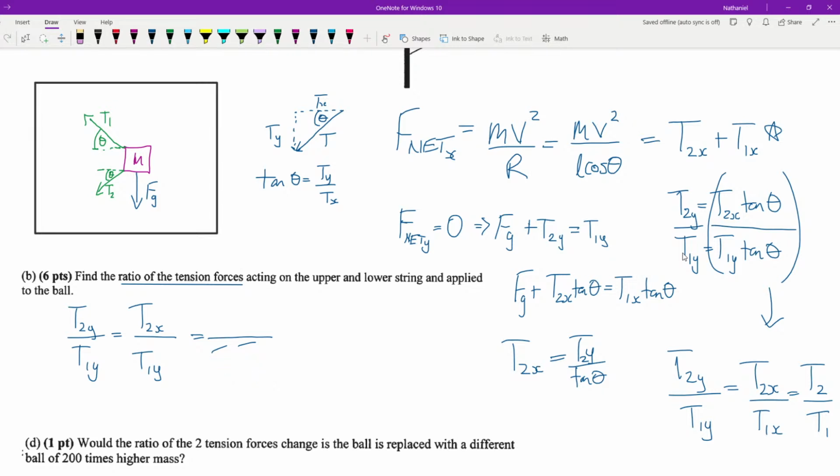So, oh wait, oh, that goes there. And then, what do we get? So this is T2x, so this is mv squared over L cos theta minus T1x, and let's see, what else can we do here?